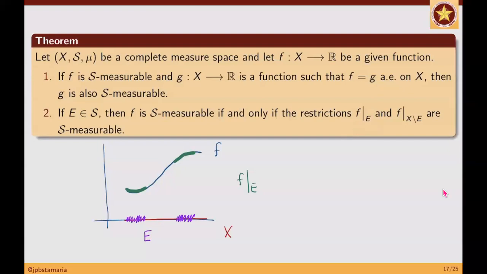Okay? Anong sabi ng result? Sabi ng result, the blue function will be measurable if and only if these two restrictions are measurable. Sabihin, kung yung restriction na ito, yung green, ay measurable, tsaka yung restriction dun sa complement na E. Nasaan yung complement ng E dito? So, dapat ito rin, measurable. Naintindihan nyo? Wala kayong tanong?